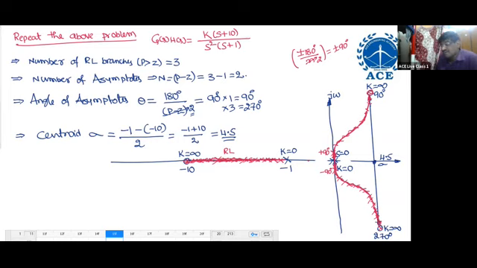So like this, you have to draw the root locus diagrams. These are approximate root locus diagrams. For exact ones, you have to draw on the graph sheet. Exact points you have to represent, and then draw on the graph sheet.